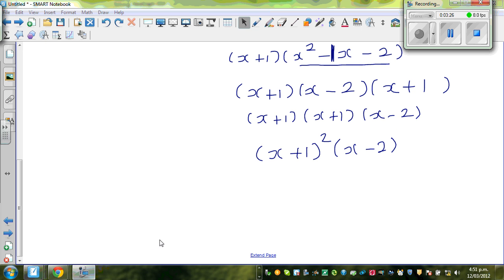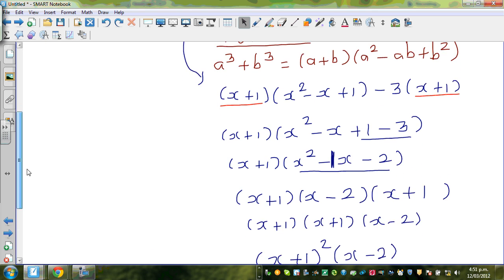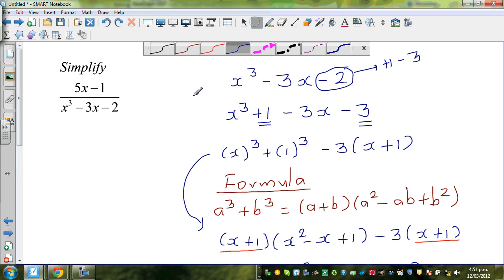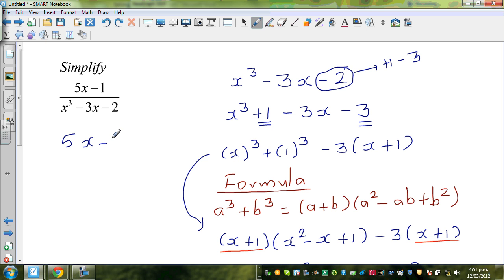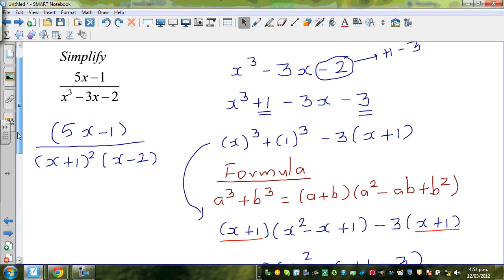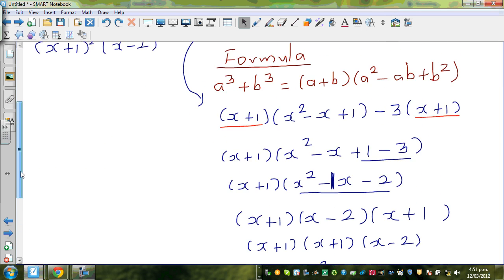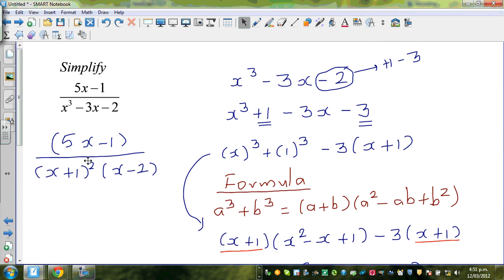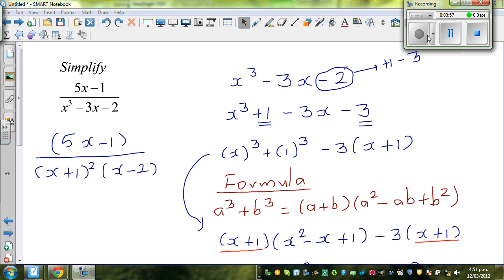Okay, so what can we do? Let me scroll back. So here this is nothing but 5x minus 1 over (x plus 1) the whole squared times (x minus 2). Hopefully this has satisfied my student, and this is the answer, and you can't do anything more than this. You can't cancel anything out. So I don't think it was a good question.